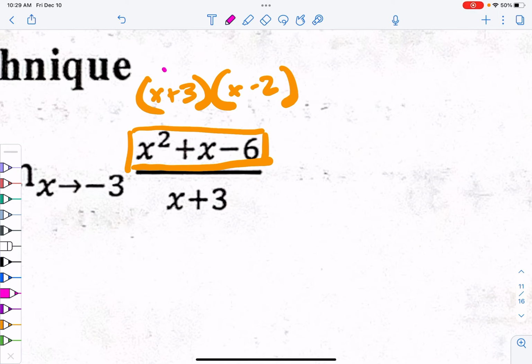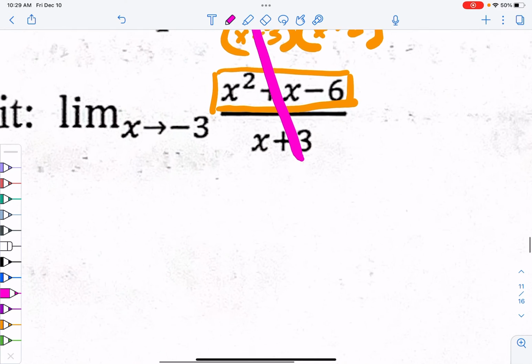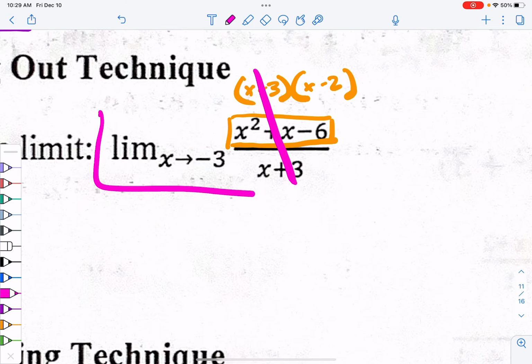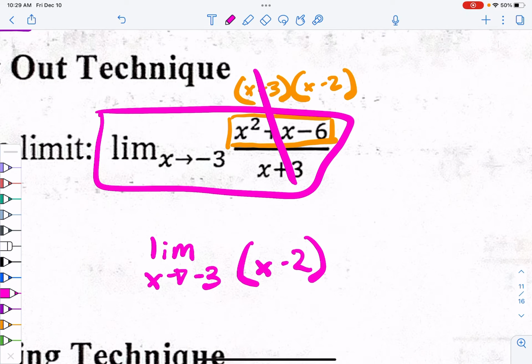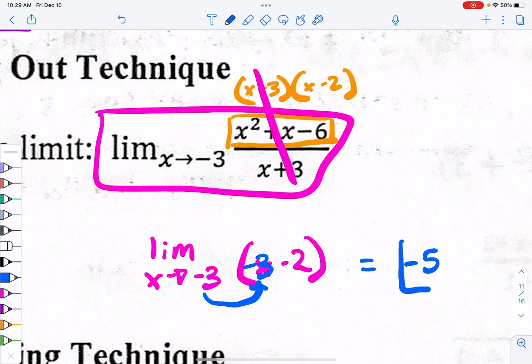And when I do that, the x plus 3's cancel out, okay? So evaluating this whole limit is the same as evaluating the limit as x goes to -3 of just x minus 2, because I've gotten rid of the things that cancel out. I've removed the hole out of the function, okay? So all I'm going to do is take -3 now, and now I can plug it into there, and my limit is going to be -5, okay?